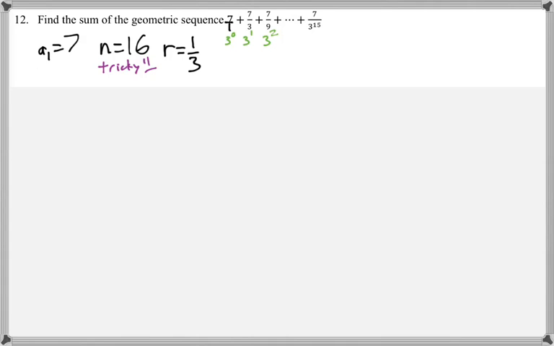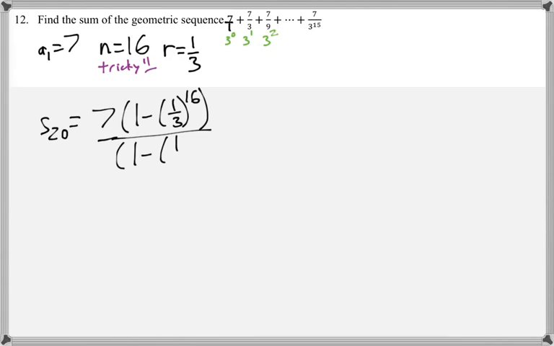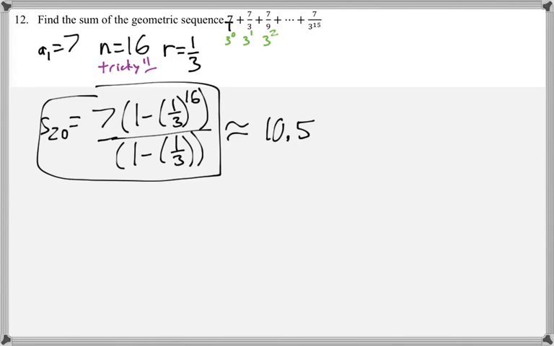Okay, so S16 is equal to 7 times 1 minus 1/3 raised to the 16, all over 1 minus 1/3. And if you type this into your calculator and try to convert to a fraction, on most calculators it won't. So mine just gives me approximately 10.5. So I would accept either of these answers.